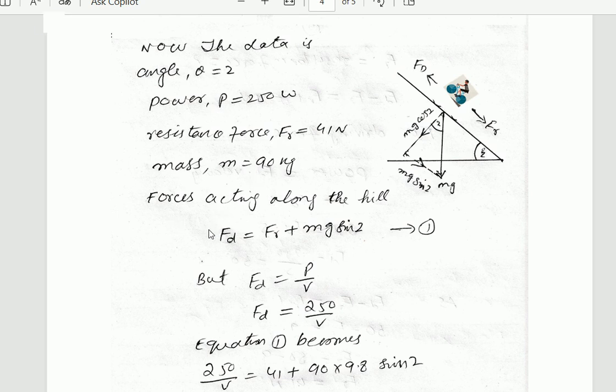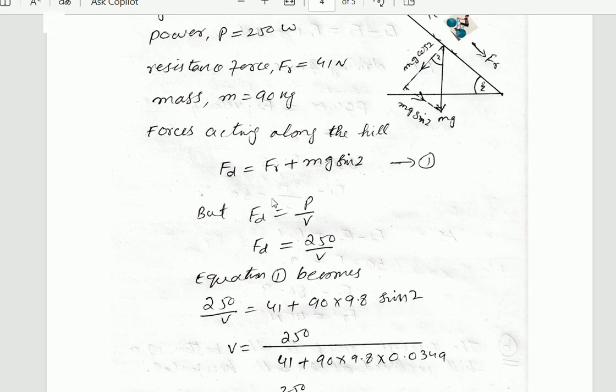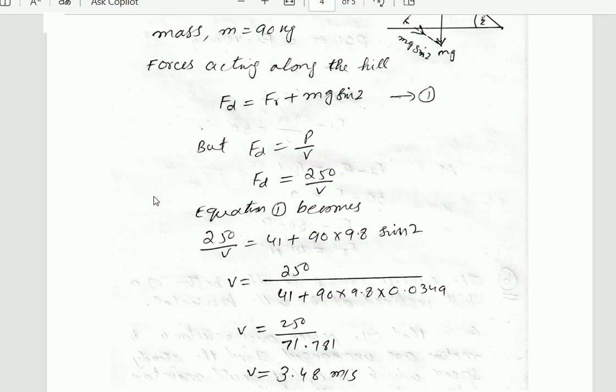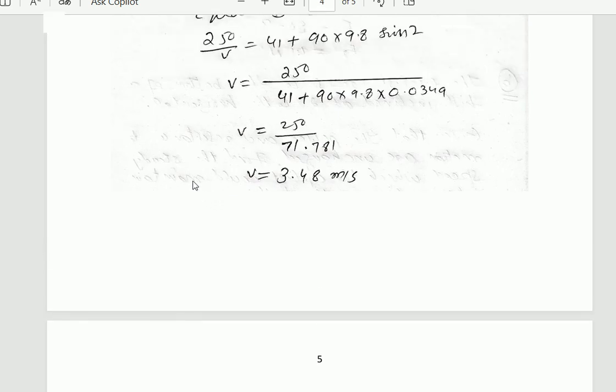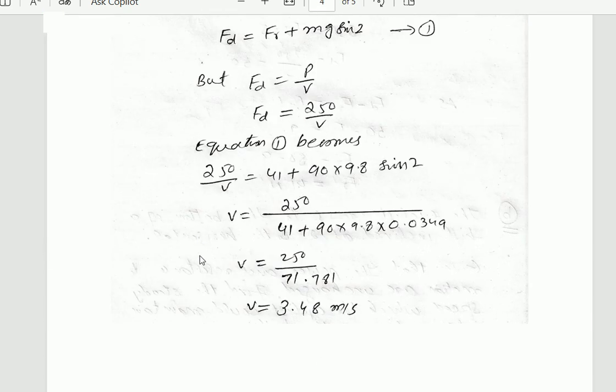So Fd equal to P over V, by putting in the values of P and V. After simplification, now put this value of Fd in the above equation. In equation 1 we get Fd is equal to 50 over V, Fr is equal to 41. After simplification, we get 3.48 meters per second. So this is the steady velocity of the cyclist when moving upward, making an angle of 2 degrees with the inclined plane.